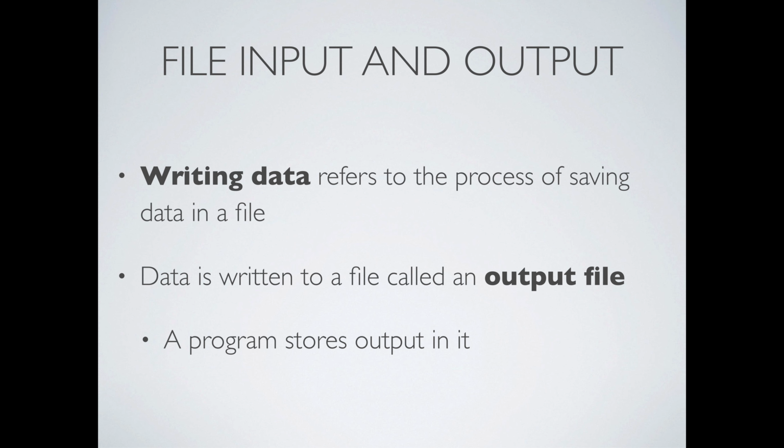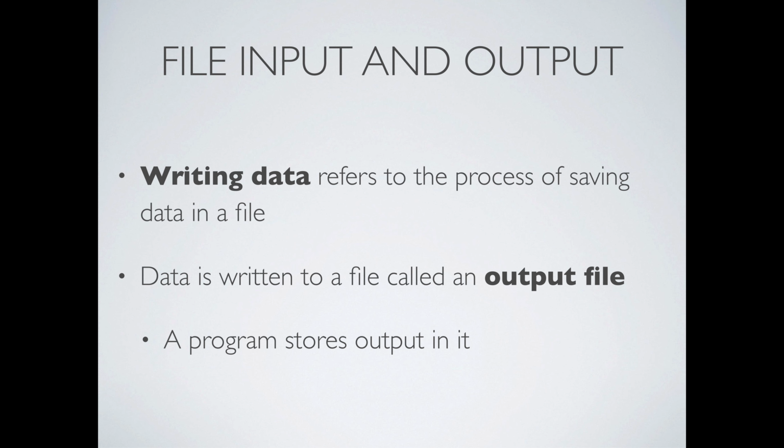Before we start talking about how we can write code to actually process information with other files stored in our computer, I first want to go over a couple of key definitions. First, let's define what writing data is. Writing data is the process of saving data in a file. It's the process of taking data and then putting it into a different file.